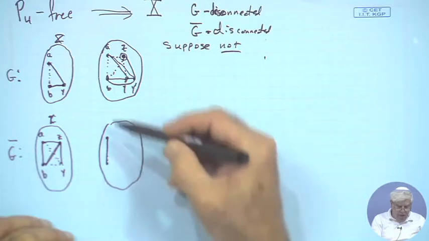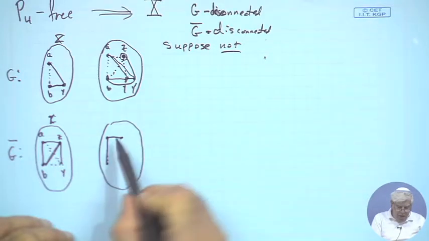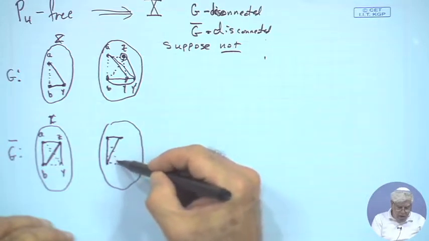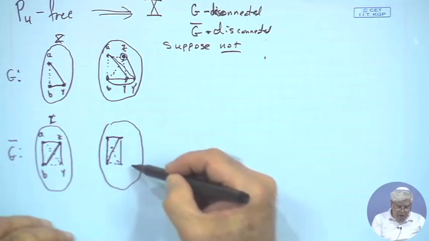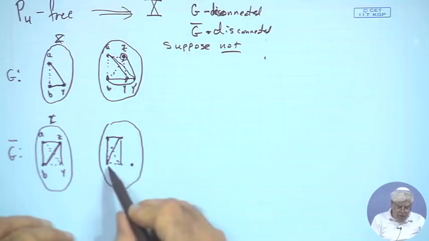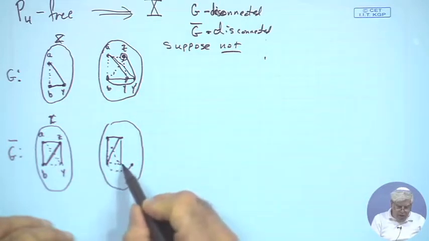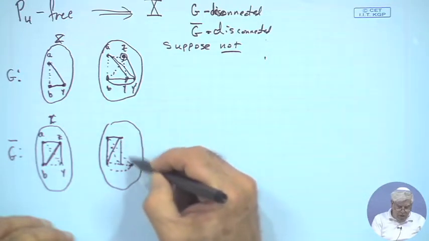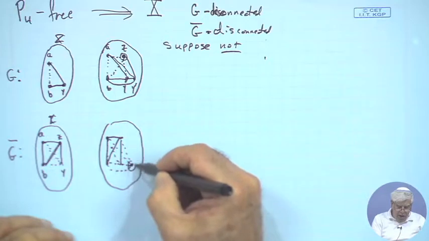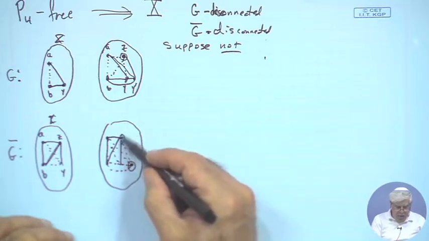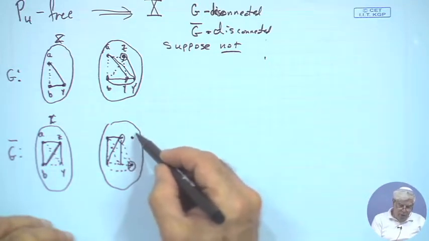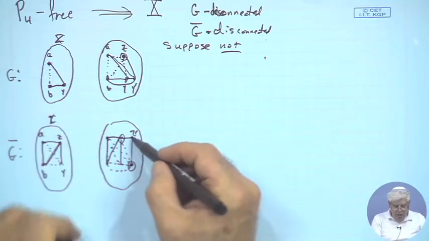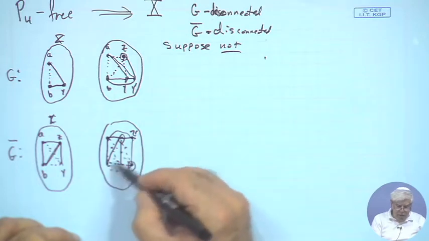I have this, and now I have a new vertex, Y prime, which is... This is disconnected, this is disconnected, this is disconnected, and now I take him and maybe here. There must be a Z prime that sees both of those. And so forth. This will be connected, this will be disconnected, and so on.